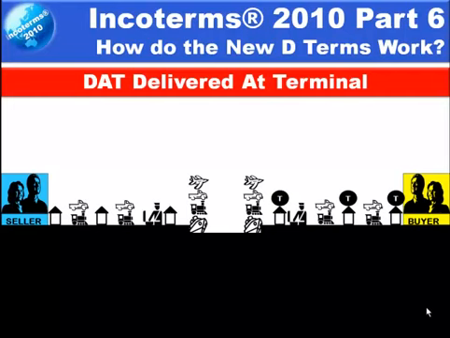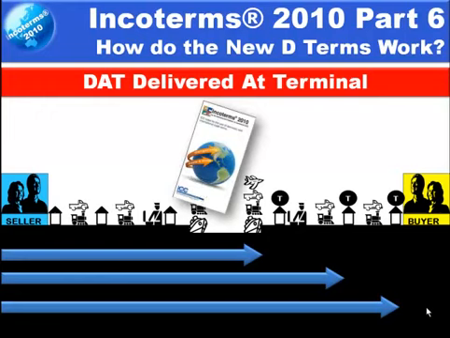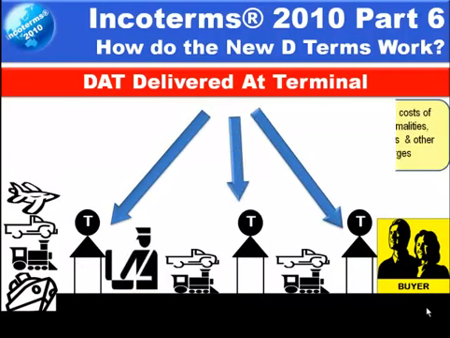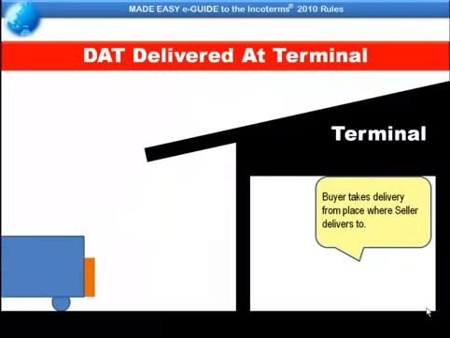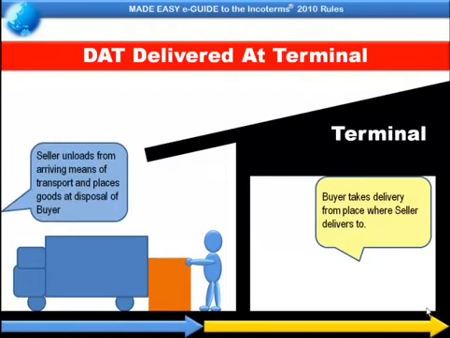Firstly, with delivered at terminal, Incoterms 2010 defines the terminal as a place, whether covered or not, such as a quay, warehouse, yard, road, rail or air cargo terminal. The seller is required not only to deliver the goods to the agreed terminal, but also to unload the goods from the arriving means of transport and place the goods at the disposal of the buyer at that terminal. When considering this definition, the terminal could even be the buyer's premises.